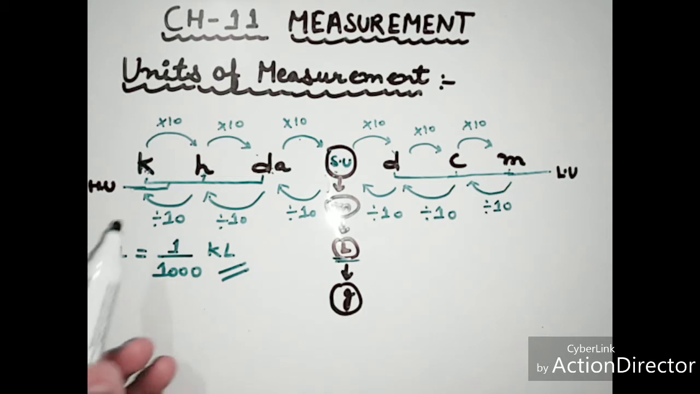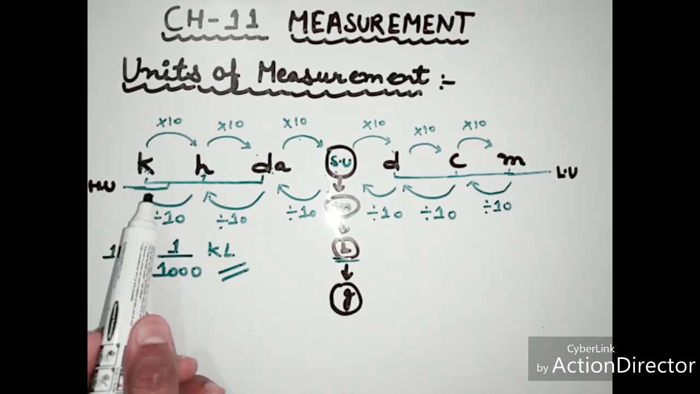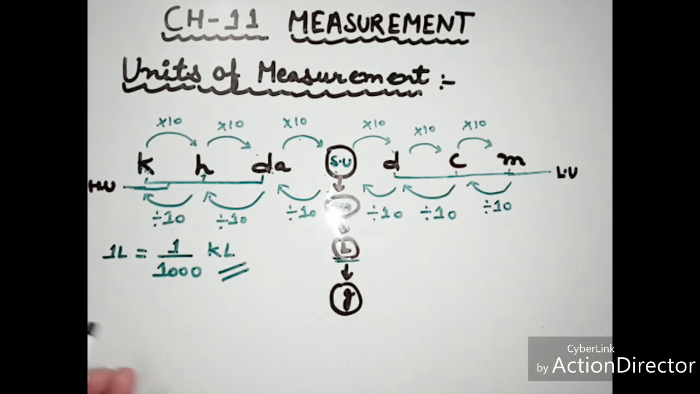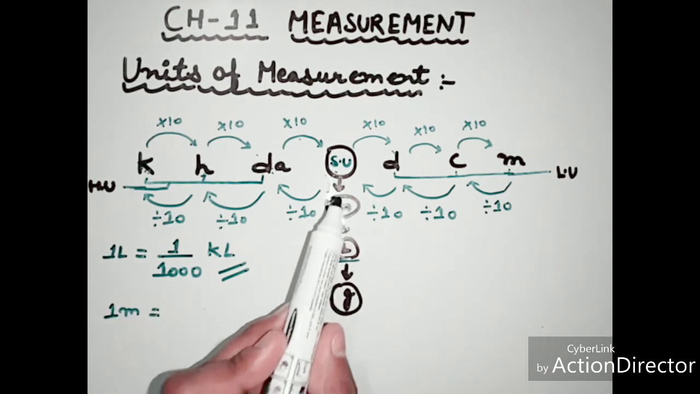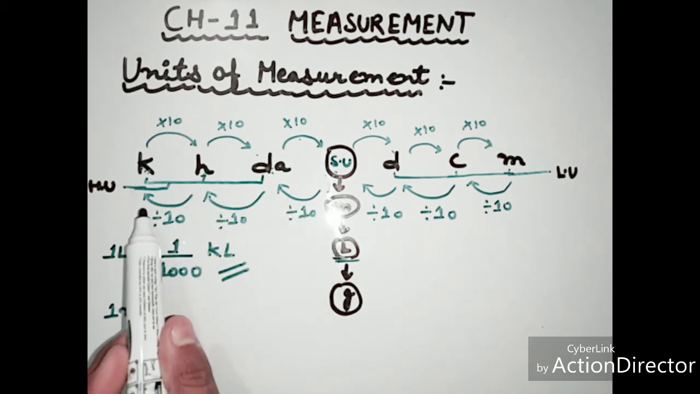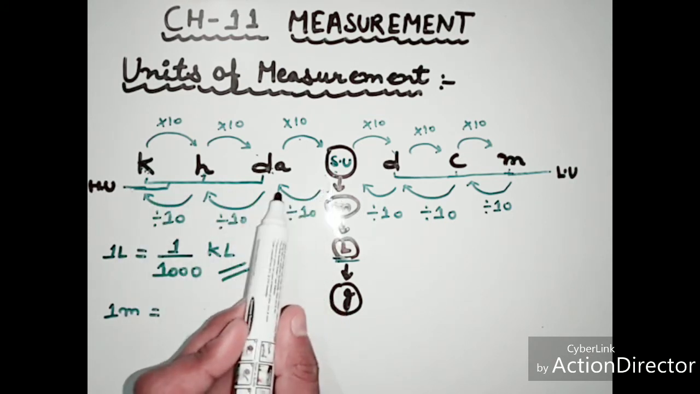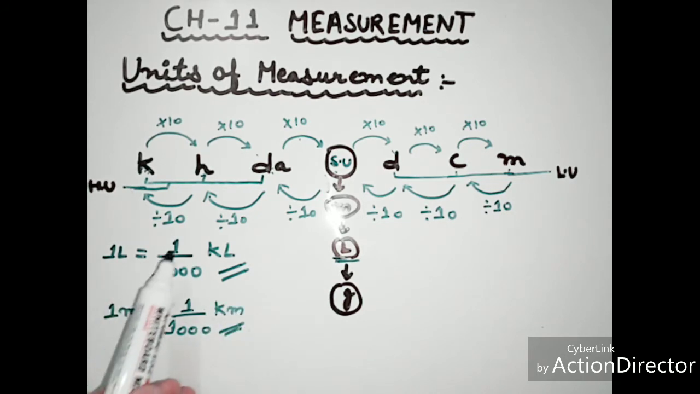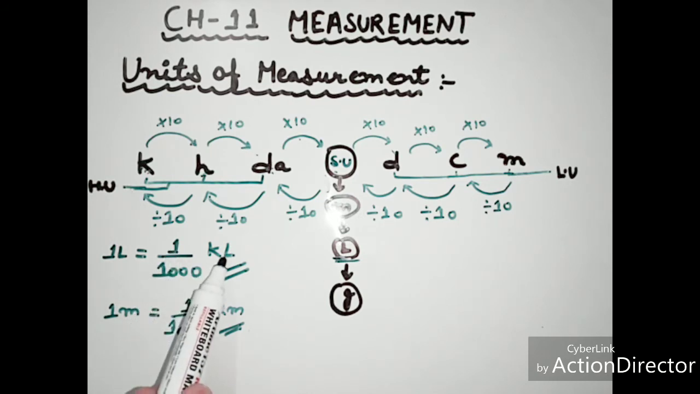In the same way, if someone asks to you how many kilometers in 1 meter, so 1 meter equal to, we move from lower to higher units. And how many places? 1, 2, 3. So we write 1 upon 1000 kilometer. So 1 liter equal to 1 upon 1000 kiloliters. 1 meter equal to 1 upon 1000 kilometer.